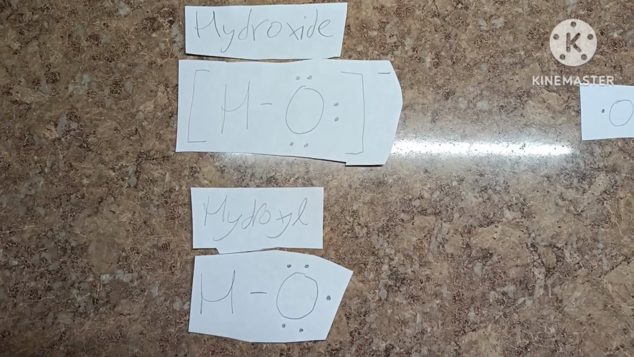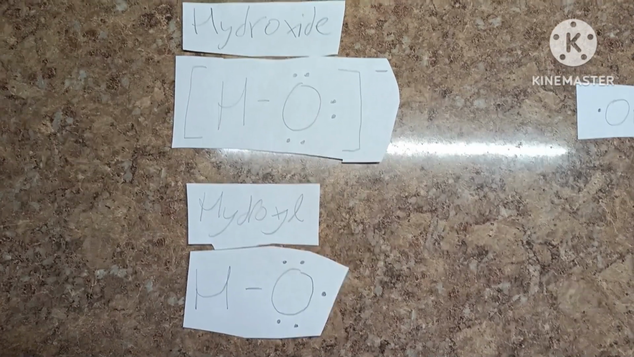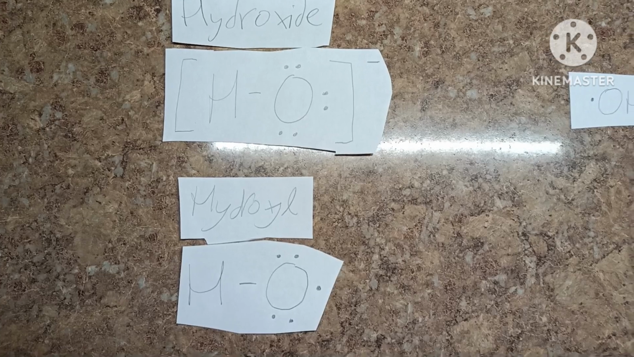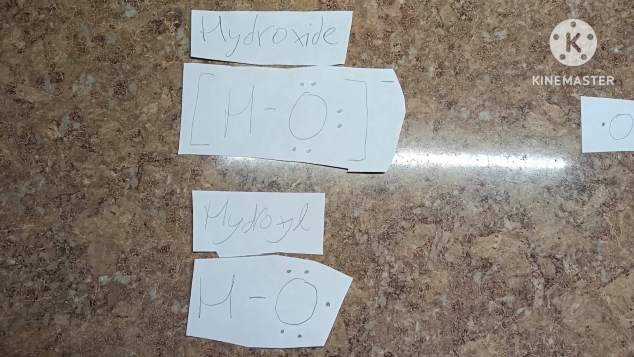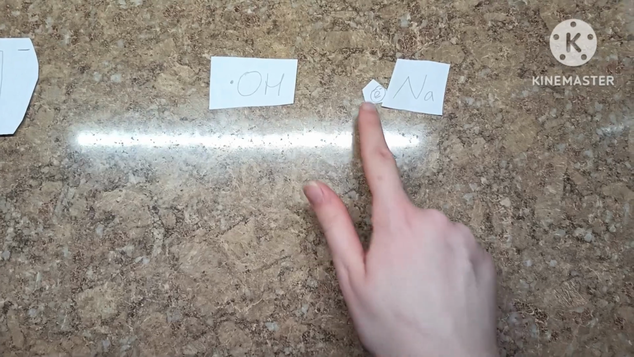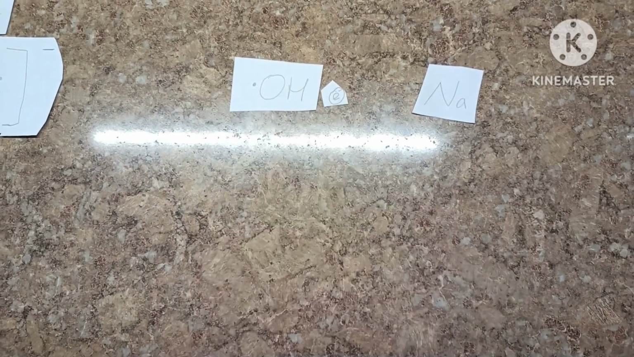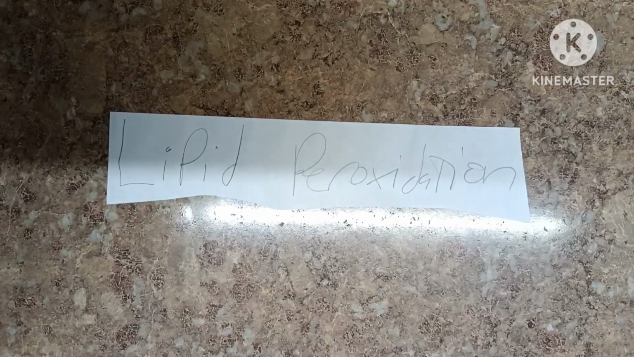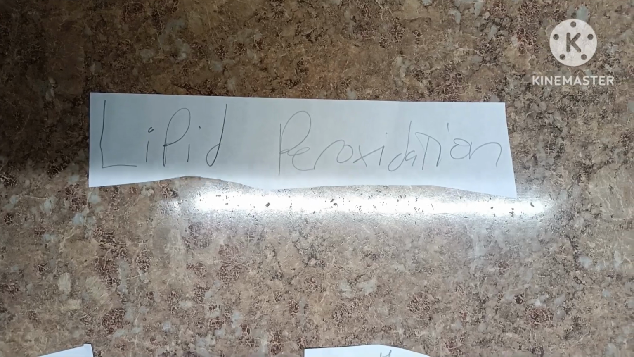OH radicals are the neutral form of the hydroxide ion. It's missing one negatively charged electron, so it has a neutral charge rather than a negative charge. It's a reactive oxygen species, meaning it's a strong oxidizing agent. They like to steal electrons from other molecules to stabilize themselves. OH radicals kill bacterial cells through lipid peroxidation.